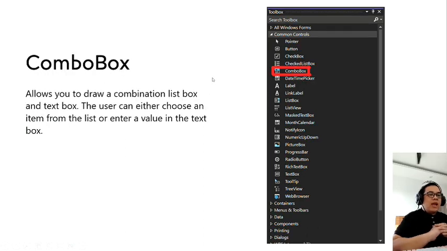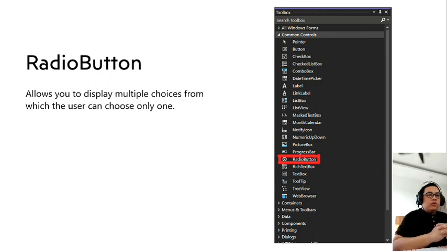The next is combo box. Combo box allows you to draw a combination list box and text box. The user can either choose an item from the list or enter a value in the text box. And the last one is radio button. The radio button allows you to display multiple choices from which the users can choose only one. And here is the radio button. These are the 5 object controls inside the toolbox and their functions.